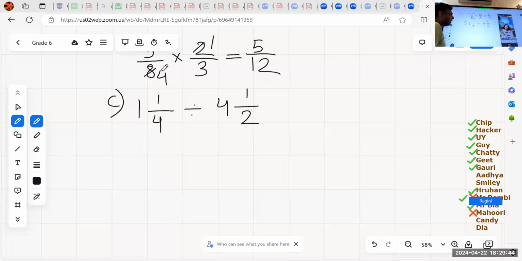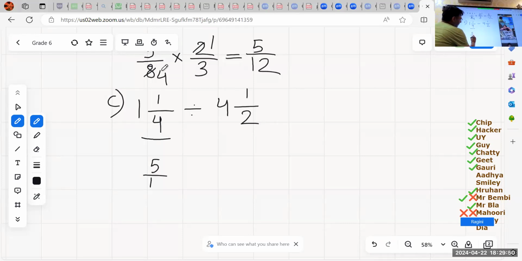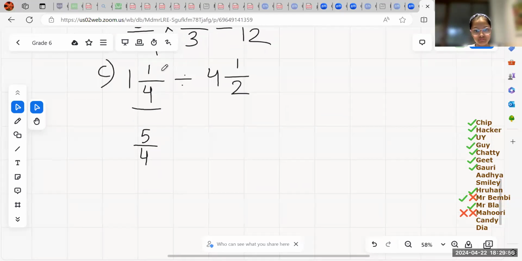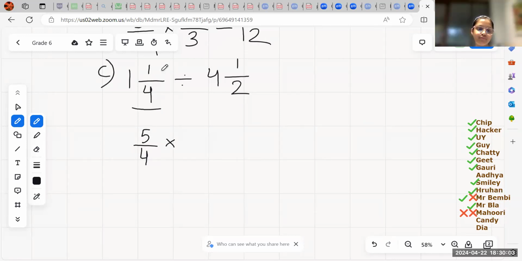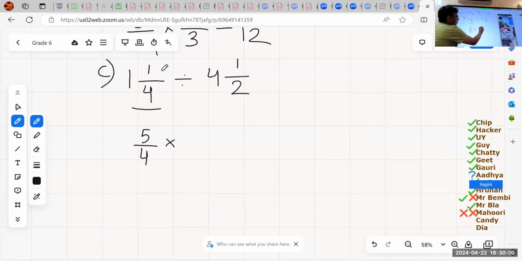So Smiley Ruhan, look here. Mahuri, 1 by 4 will become 5 by 4, correct? Mahuri, unmute. Yes, sir. Then divide will change into multiply. And this will become 9 by 2. 9 by 2 will become what? So it will get reciprocated. So it will become 2 by 9.